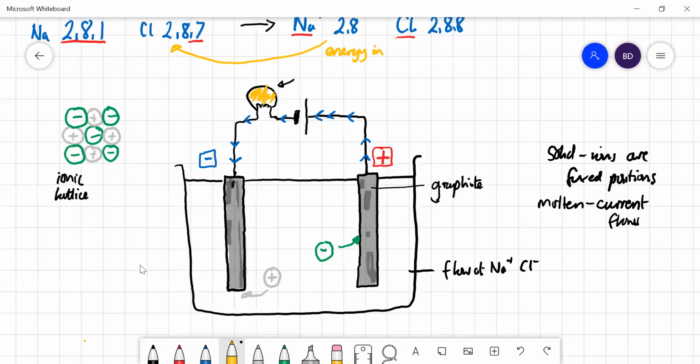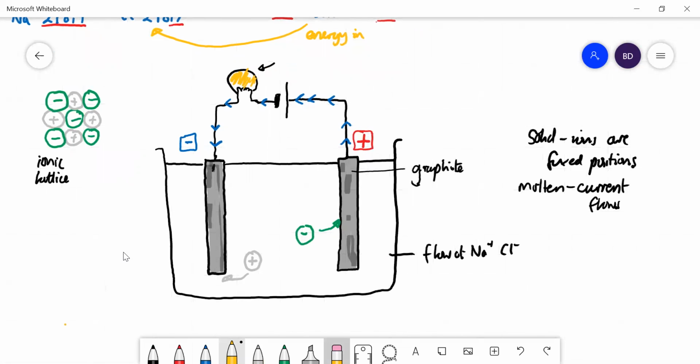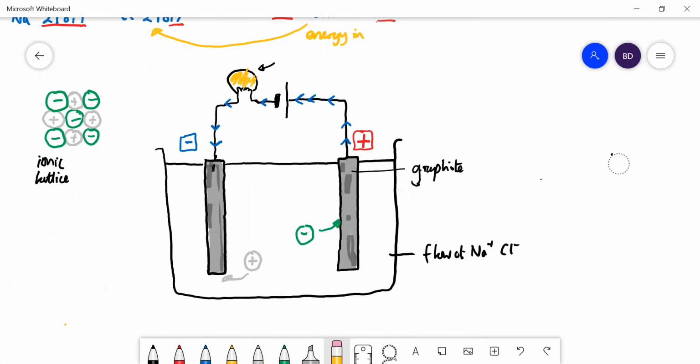Now let's see what happens at each electrode. Well, the negative electrode is pumping out electrons. And when those sodium ions get to the graphite electrode, they don't want them, because the sodium ion, don't forget, has electronic structure 2,8 and a positive charge. They don't want electrons because they've got noble gas electronic configuration, but the voltage forces them to take on an electron. So if an electron goes onto a sodium ion, what will it do? It will turn it into a sodium atom.